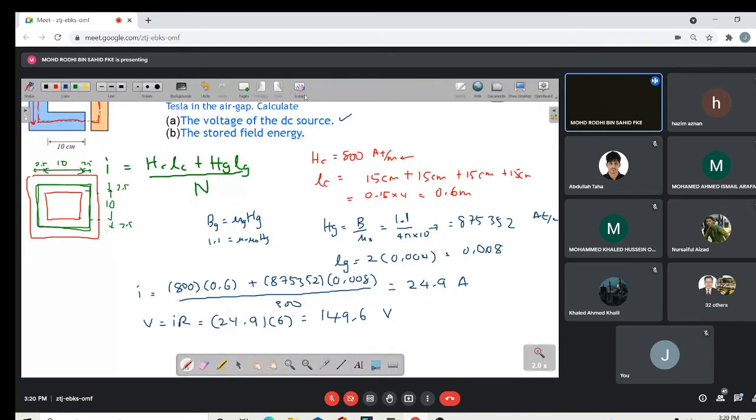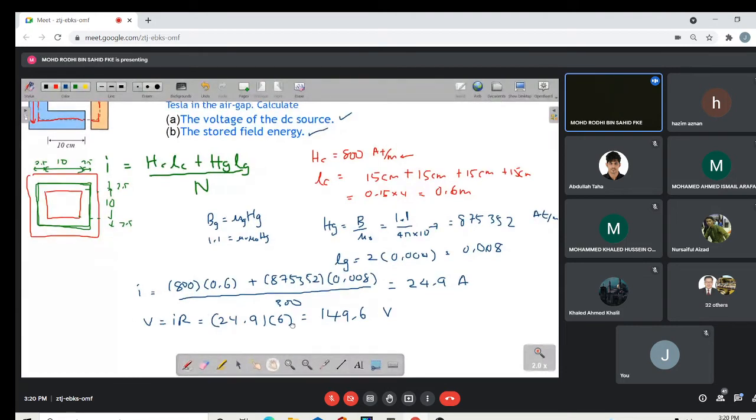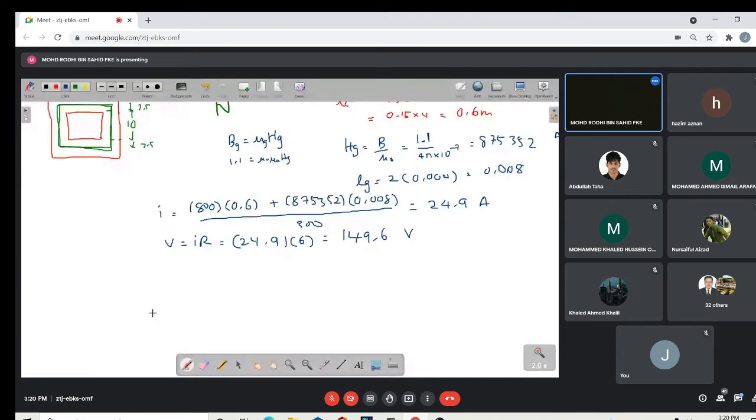Okay, so now we go to the second question, which is the stored field energy. If you look at the second question, the field stored energy is WF, capital WF. And we have learned that it is equal to WF at the core plus WF at the air gap. It is the field energy stored at the core and also the field energy stored at the air gap.